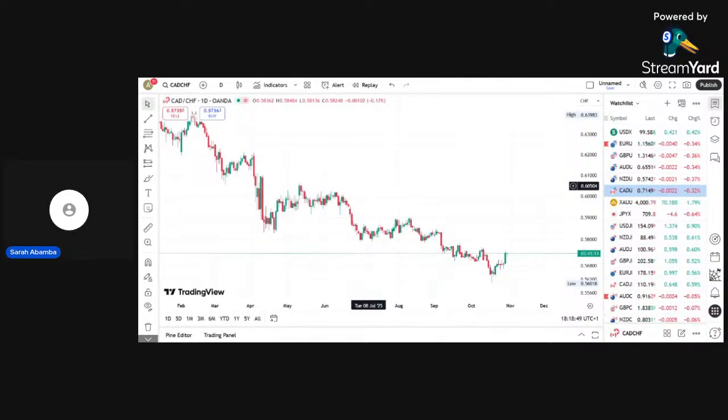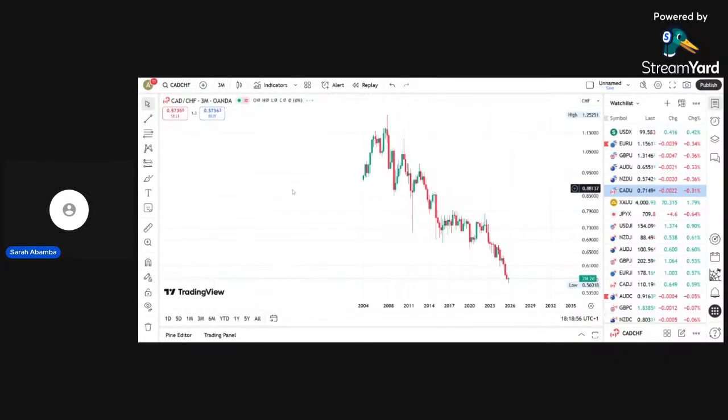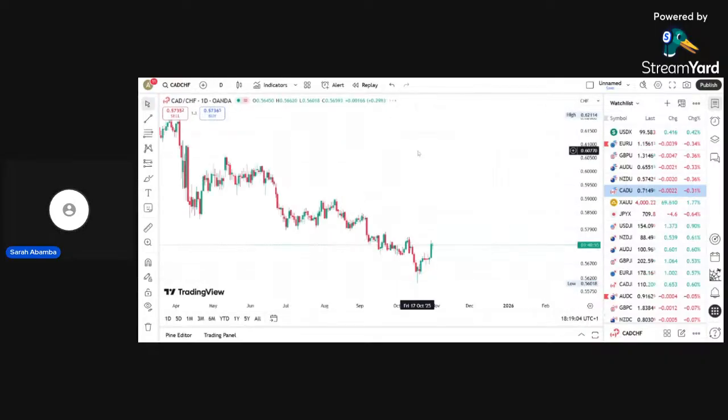Okay, so let's go. This is CAD/CHF. Wow, it has been on a massive downtrend. So maybe I'm going to be marking them from a very low time frame. Let me see if I can connect this resistance here. Okay, I've connected this resistance. So let's go to a lower time frame.